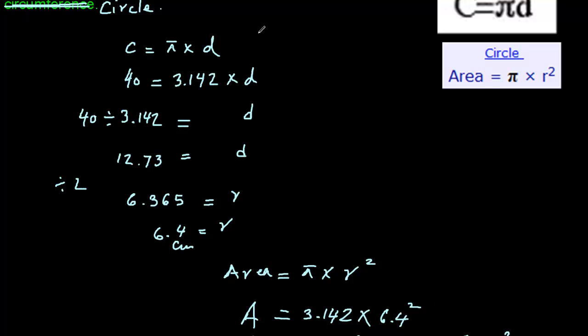So this is how we find the area of a circle if the circumference is given. We must work out the radius first and then substitute the radius value to find the area.